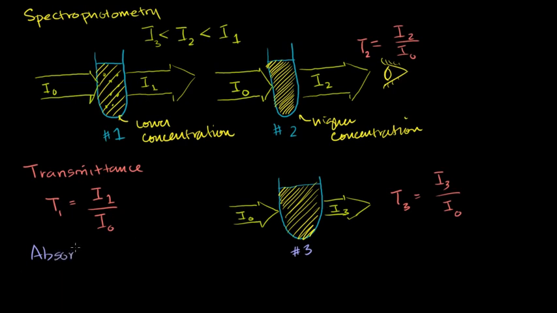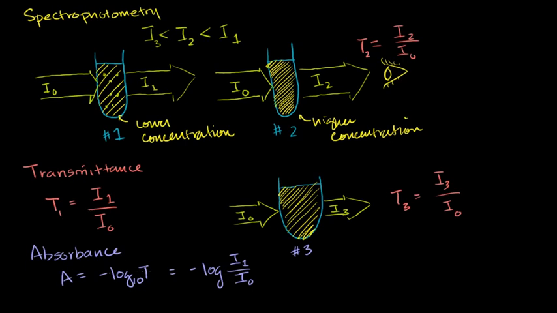So absorbance is defined as the negative log of transmittance. This logarithm is base 10. Or you could view that, if the transmittance we've already defined, as the negative log of the light that is transmitted over the light that is input. But the easiest way is the negative log of the transmittance.